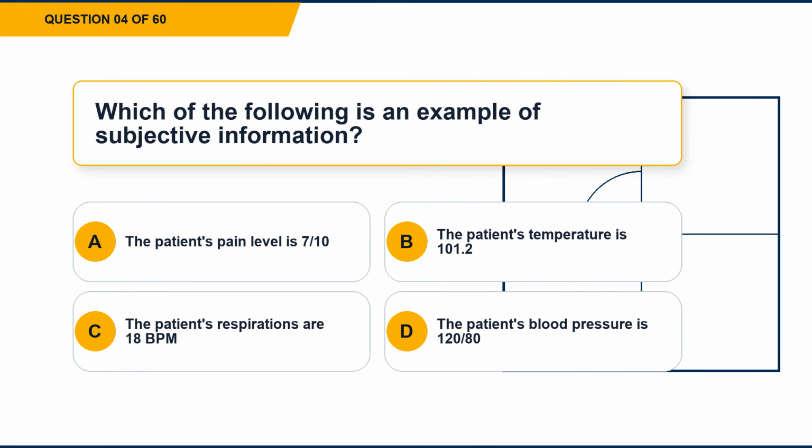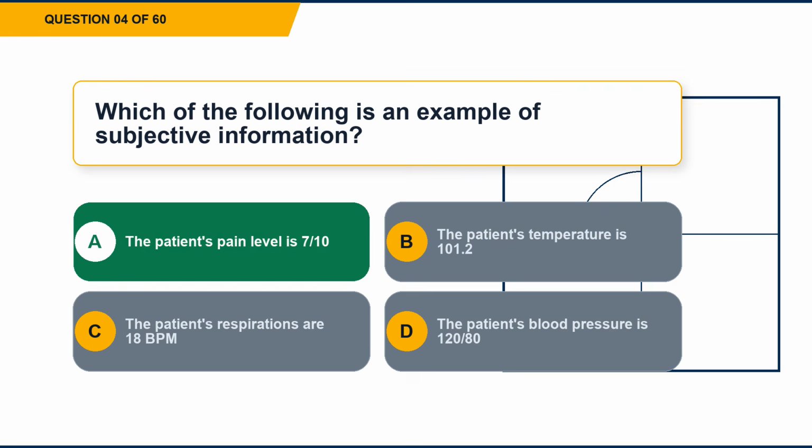Question 4. Which of the following is an example of subjective information? Option A. The patient's pain level is 7/10. Option B. The patient's temperature is 101.2. Option C. The patient's respirations are 18 beats per minute. Option D. The patient's blood pressure is 120/80. The correct answer is option A. The patient's pain level is 7/10.